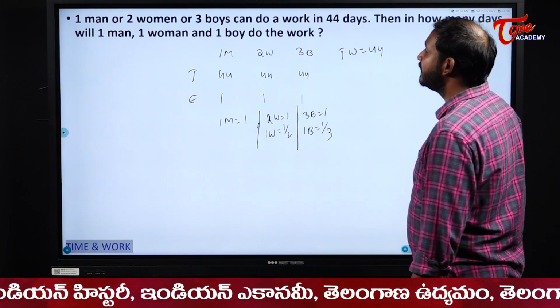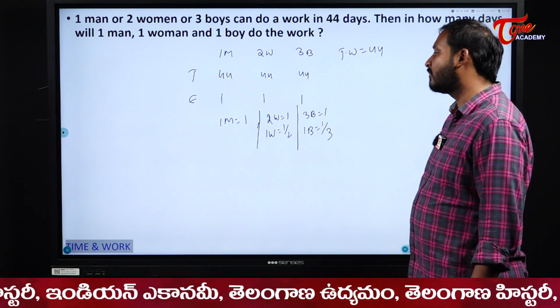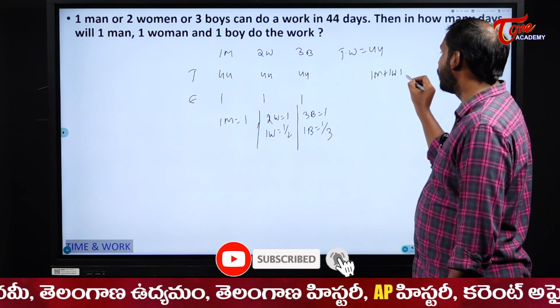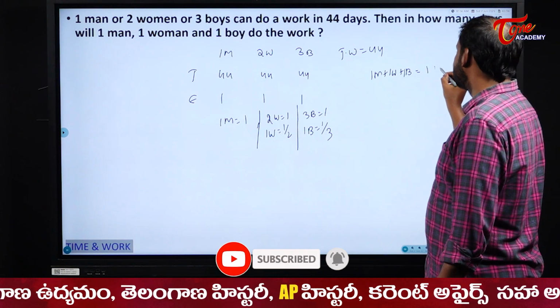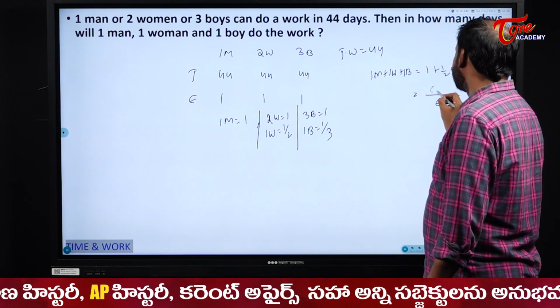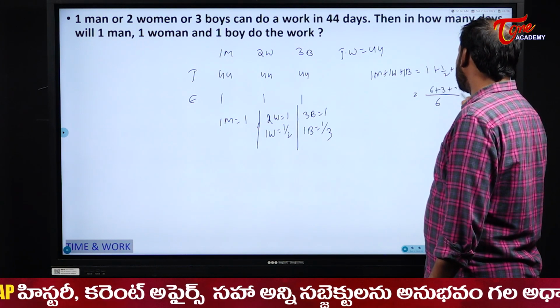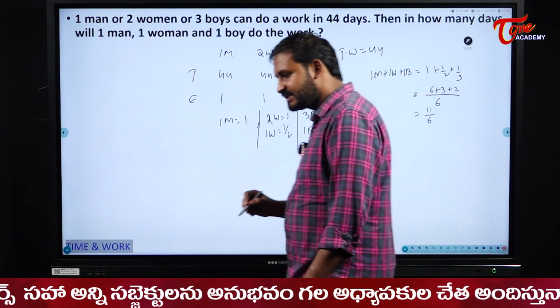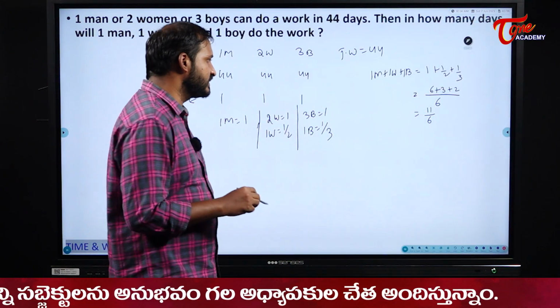Now, in how many days will 1 man, 1 woman and 1 boy do the work? So what is the combined efficiency of 1 man, 1 woman and 1 boy? 1 plus 1 by 2 plus 1 by 3. LCM is 6 for us. So 6 plus 3 plus 2. This becomes what, students? 11 by 6. 11 by 6 is their combined efficiency.